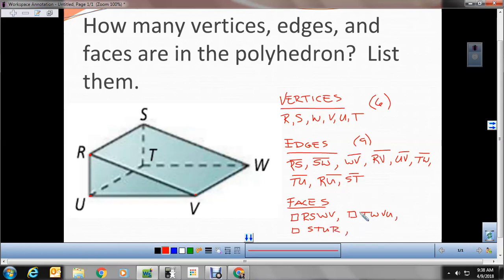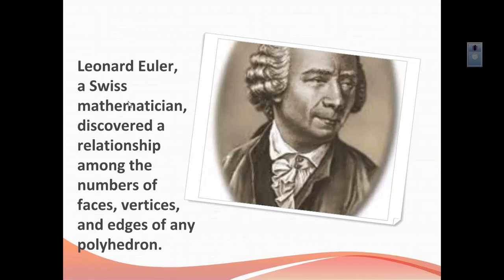And then we have two other faces here, the front and the back, which are going to be triangle shapes. So we have triangle R, U, V. And then we'll start with the back here. We got triangle S, T, W. So that gives us a total of 5. So we've got 6 vertices, 9 edges, and 5 faces. When they ask you to list them, they're going to ask you to list all the different types they are. So let's keep moving.